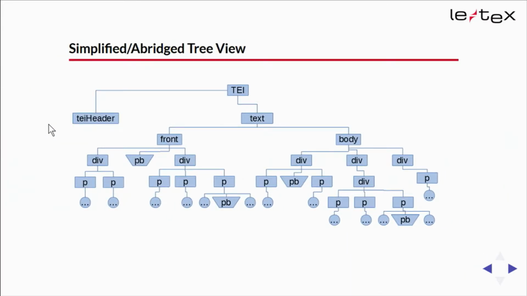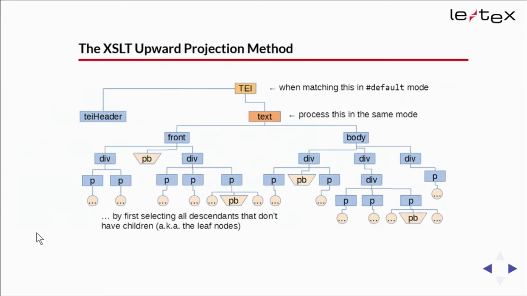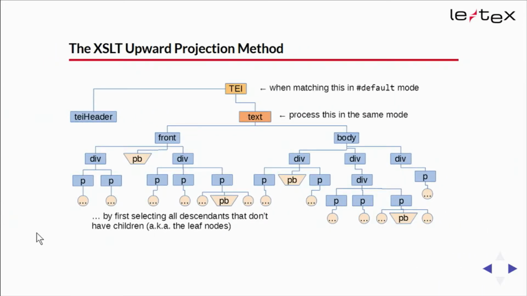And I made a simplified image of the document structure. The bubbles here are text nodes, and these are the page breaks. So they are at different levels. And now the approach involves selecting all leaf nodes first. Leaf nodes are nodes without children: text nodes or empty elements.